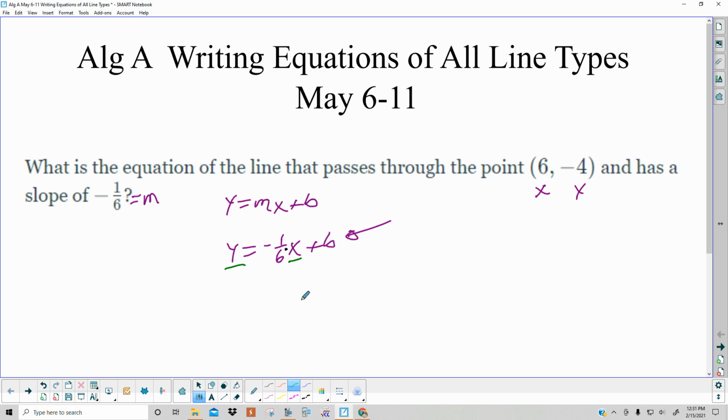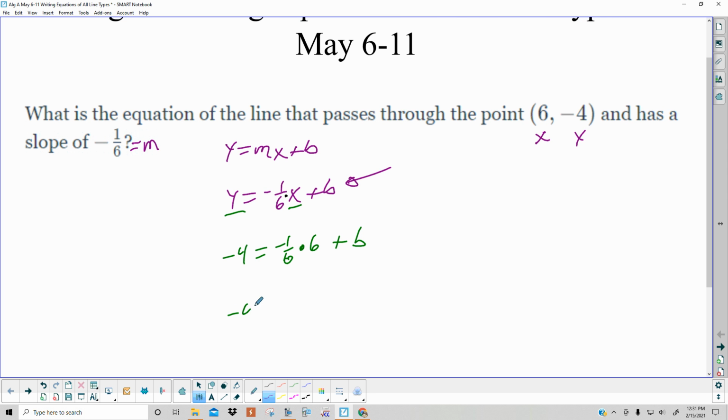Remember, that's multiplication that's there. So the y value is -4 equals negative 1/6 times what x is worth plus b. When you multiply negative 1/6 times 6, this is over a 1, the 6's cancel because they're diagonal of each other, and you're left with -1/1, which is -1.